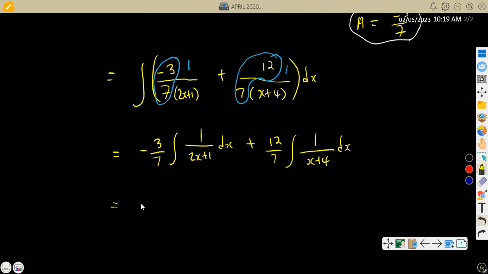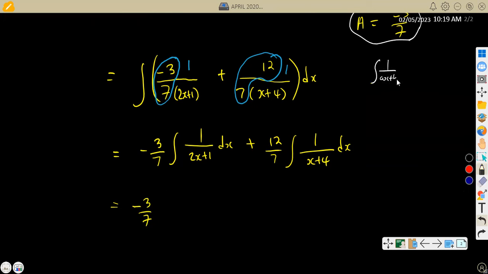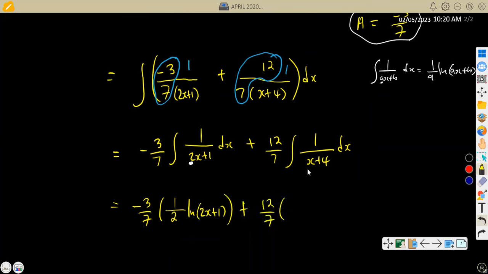Okay, so what are you going to have here? It is going to be negative 3 over 7. Okay, then we integrate 1 over 2x plus 1. So remember, guys, if you are integrating the integral of 1 over ax plus b with respect to x, remember our answer is 1 over a ln of ax plus b. Okay, so our a in this case is this number that is affecting x, which is 2. So our answer is going to be 1 over 2. Then we've got ln of ax plus b, which is ln 2x plus 1. Okay, so that's it. Plus here for 12 over 7 times 1 over x plus 4. The derivative here is 1, so there's nothing that we're going to have. So it's just going to be ln x plus 4 plus the constant of integration.